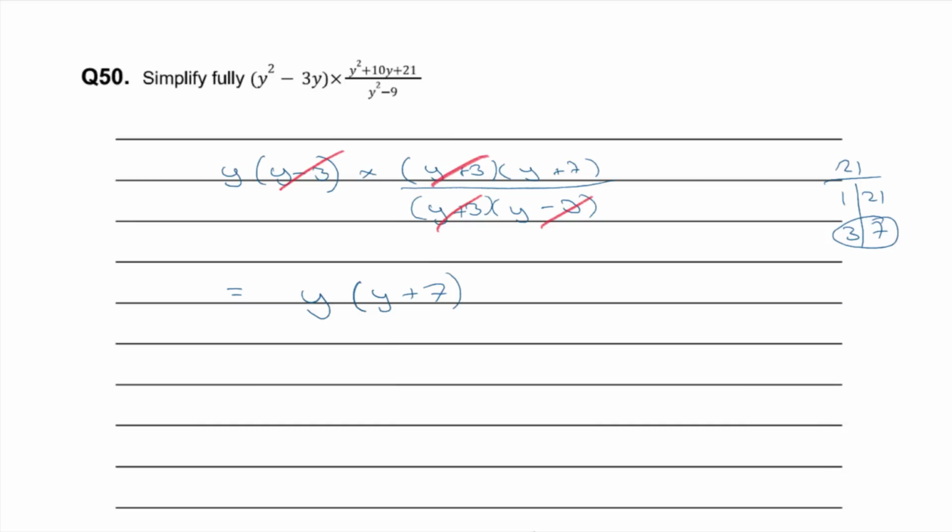Now, I think that is as simple as it needs to be. You could multiply it out and get y squared plus 7y. I'm not sure that's any simpler than you had already, though. Different versions of the same thing. I'd be quite happy to leave it like that.